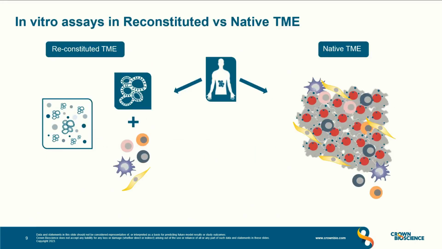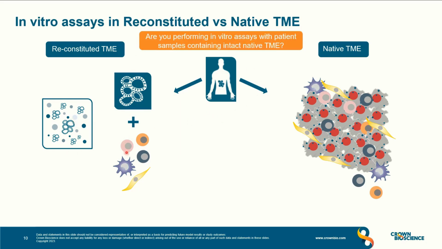You might have seen these graphics in our previous webinars, but I would like to show them again to remind how in vitro assays can recapitulate the human TME. We can either focus on the reconstituted models, where each cell subtype is selected and combined in a LEGO-like approach. Or we can test the therapies in a native TME assay that gives a unique footprint of each patient's tumor. In a previous webinar, we asked you a poll question about which types of assays you are performing with native TME.